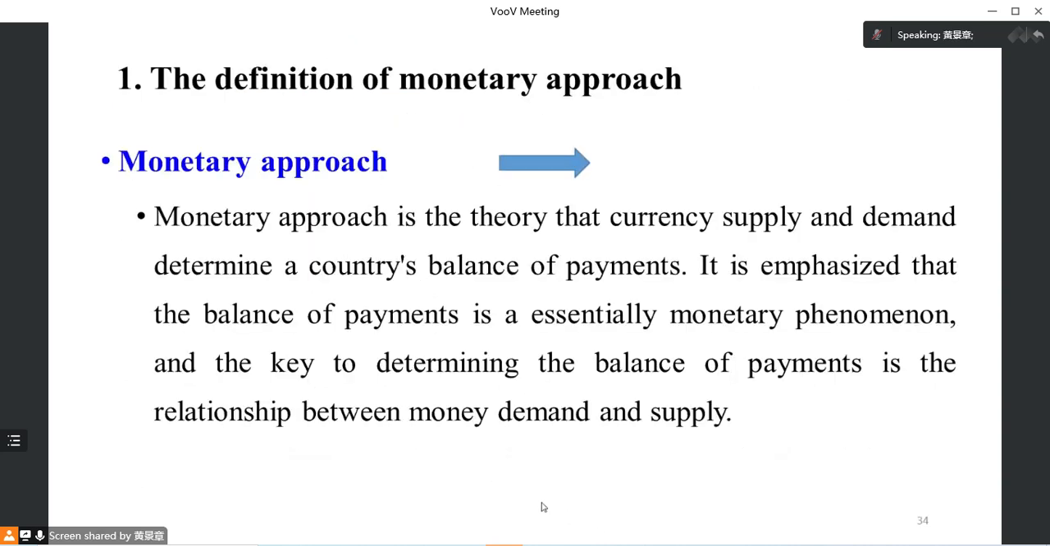So let's get back to the monetary approach. The content of this approach we should understand: currency supply and demand determine a country's balance of payments.